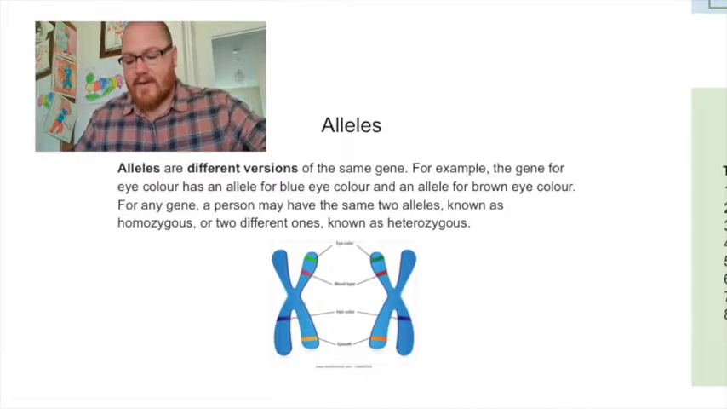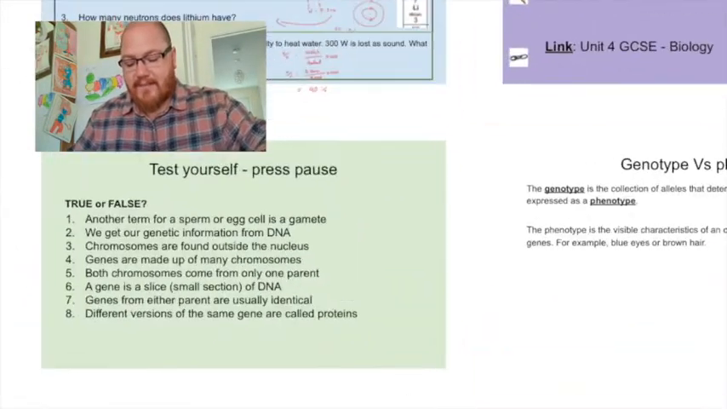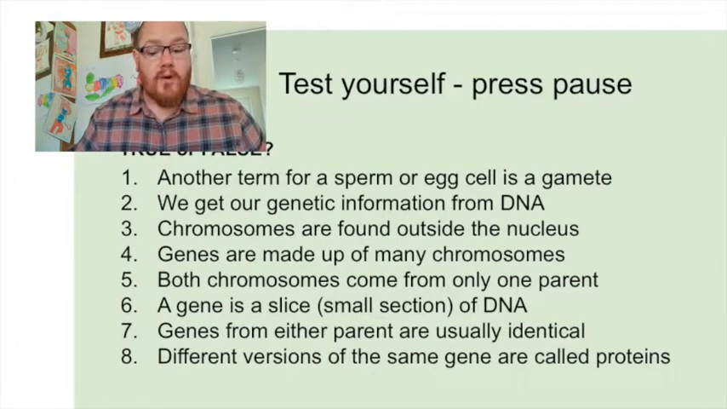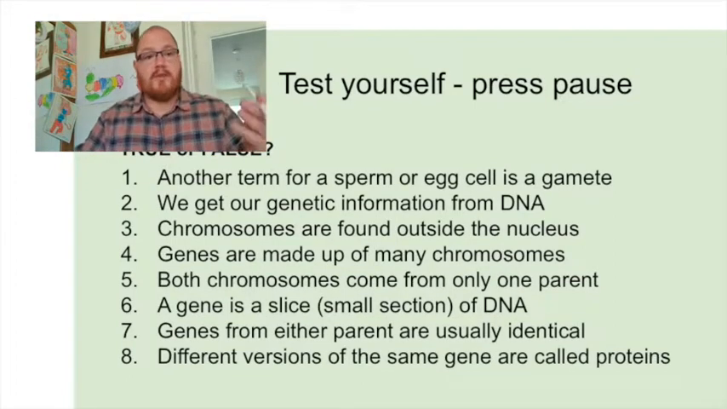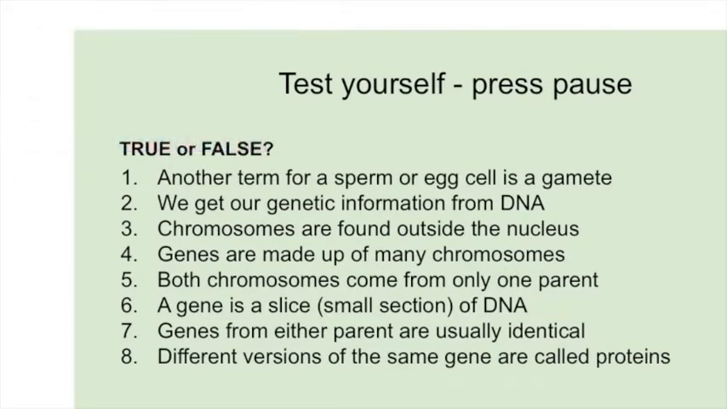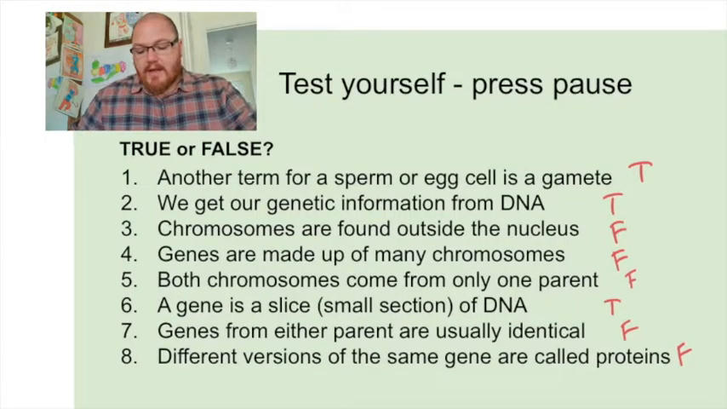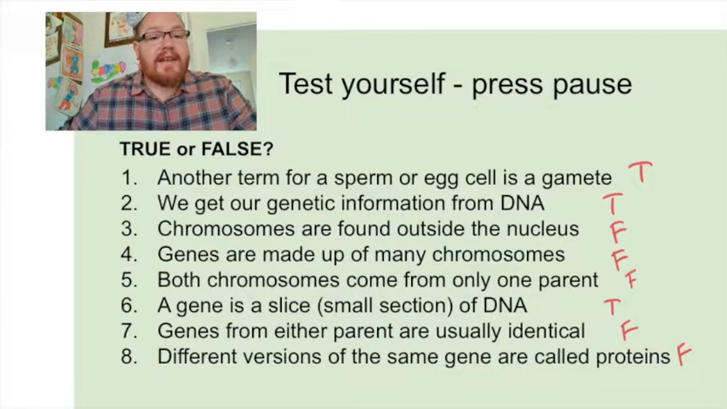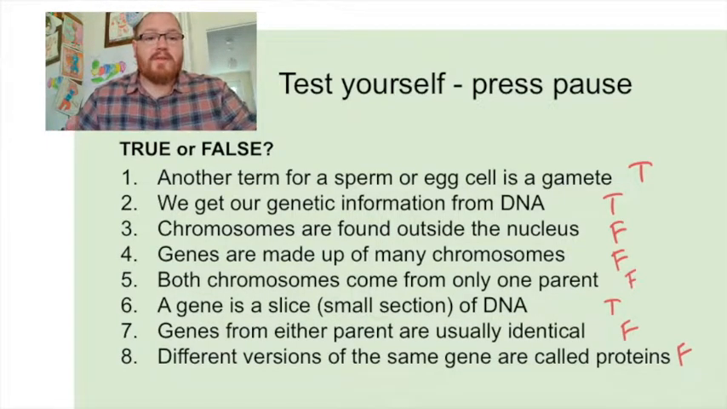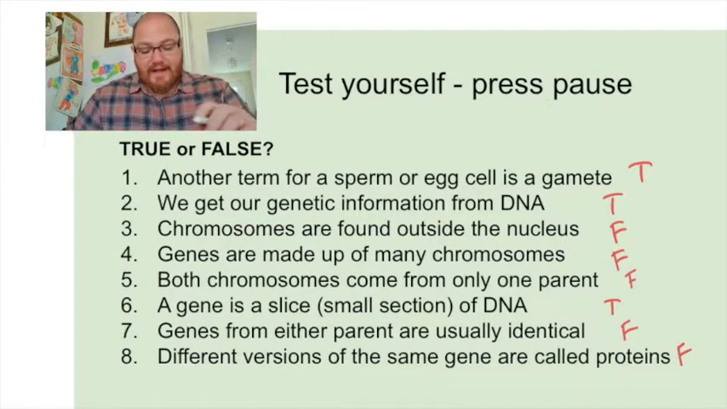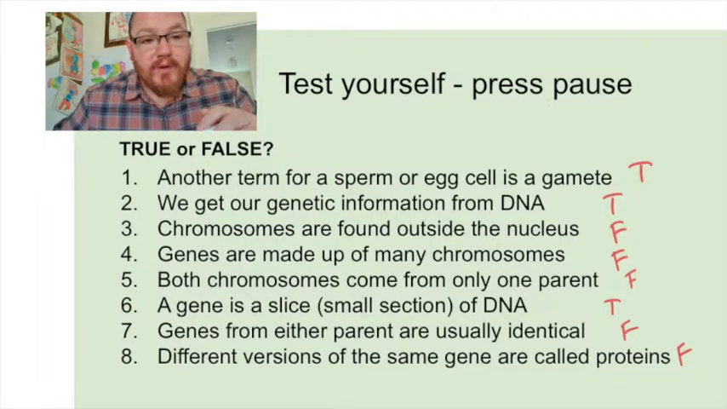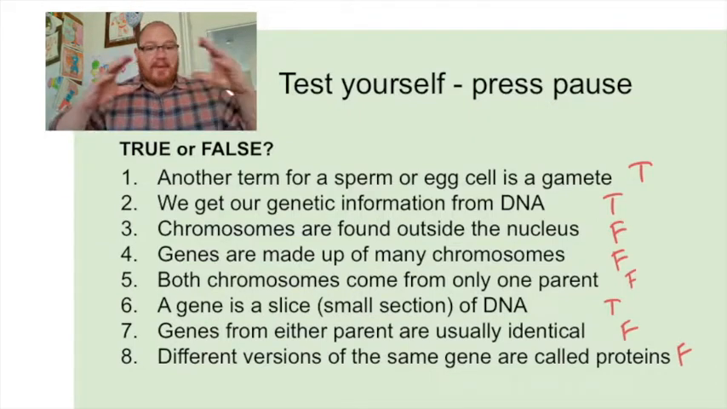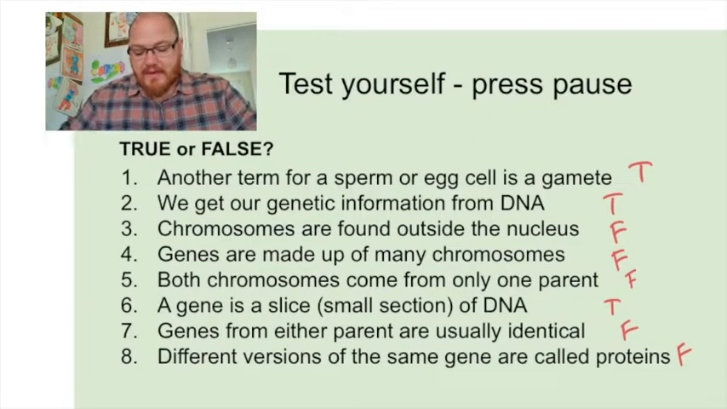Let's have a look how we did there. Okay, so test yourself, press pause, quick true or false, and let's go for it. Lovely. Let's see how you did. Another term for a sperm or an egg cell is a gamete. That's right, that's the science term we use for sex cells, so your sperm or your egg cell. We get our genetic information from DNA. We do. DNA is just like this big code of information that we use.